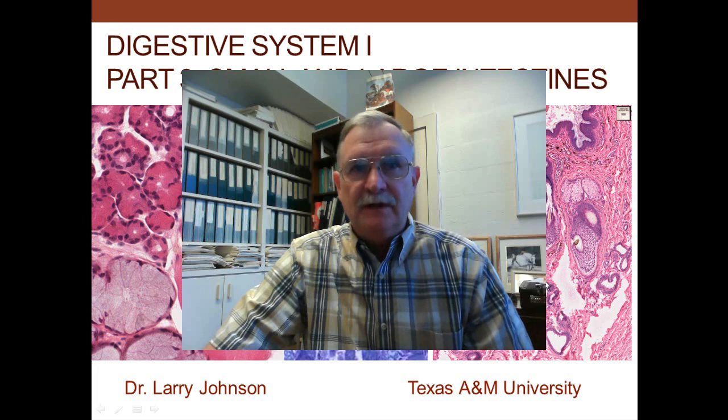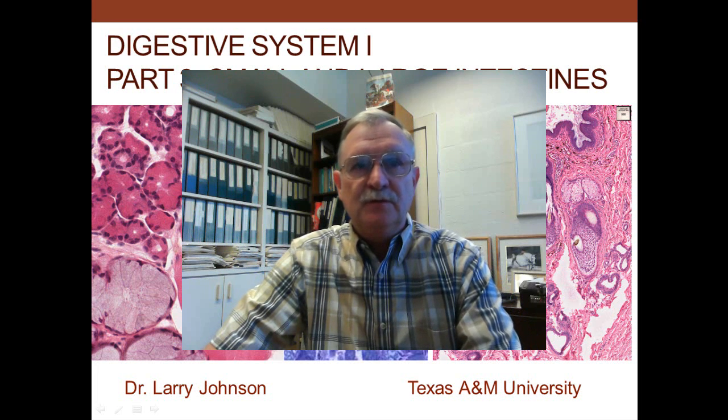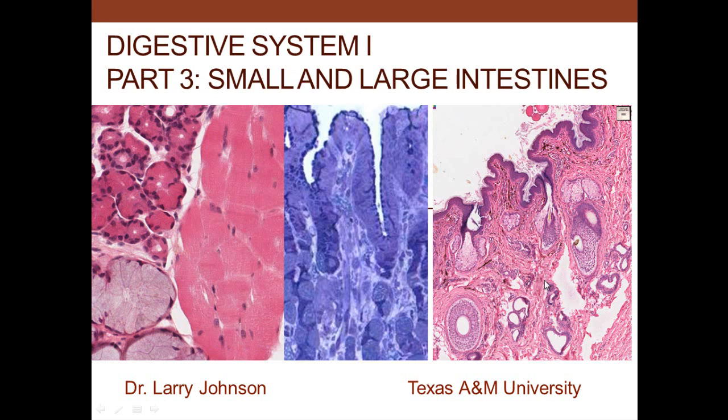Part 1 has to do with the cells of the digestive system. Part 2 has to do with the oral cavity, esophagus and stomach, and then part 3 has to do with the small and large intestine. Digestive System 1, Part 3, Small and Large Intestine.